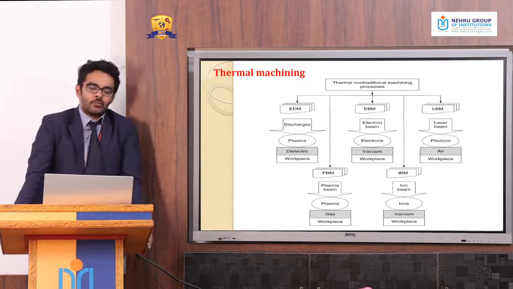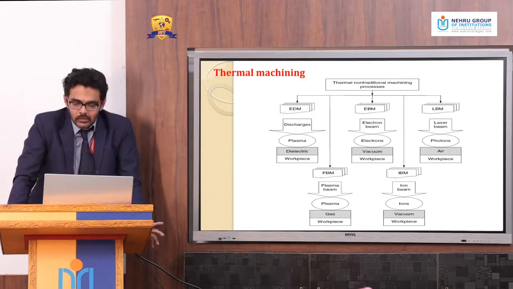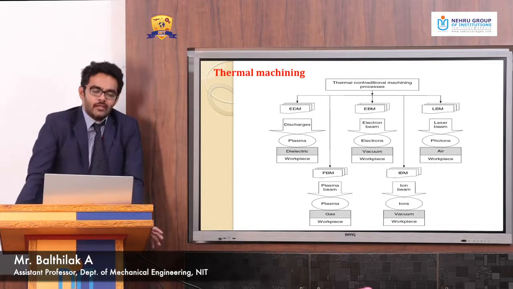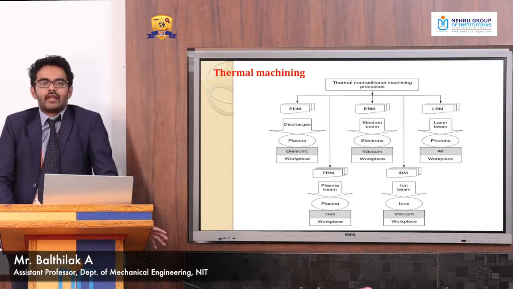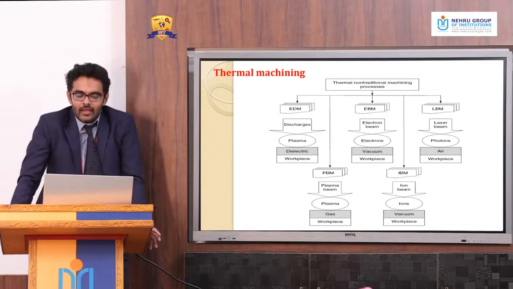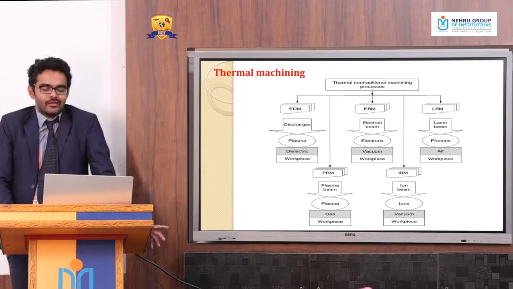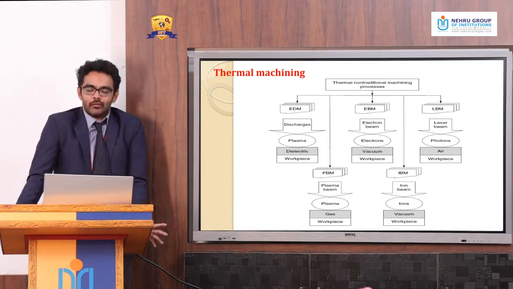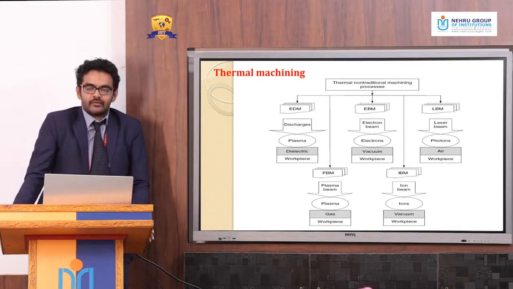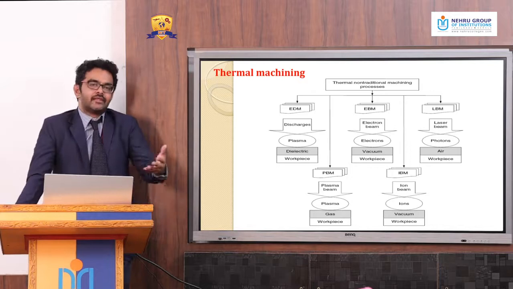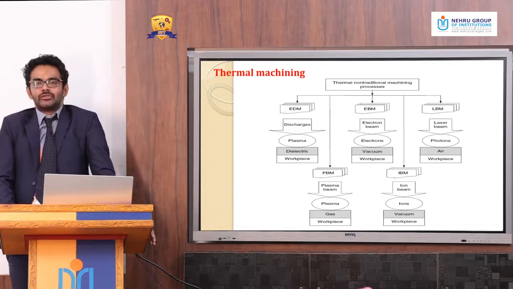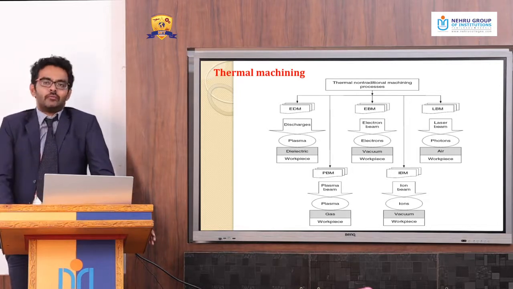This is the thermal energy based process, like EDM, EBM, LBM, PBM and IBM. What is the meaning of that? EDM is electric discharge machining, then electron beam machining, laser beam machining, plasma beam machining and ion beam machining. These are the abbreviations from EDM up to IBM. What occurs there? The discharge of electrons or discharge of plasma will be the main thing involved in the thermal machining process. Only then will the material removal take place.